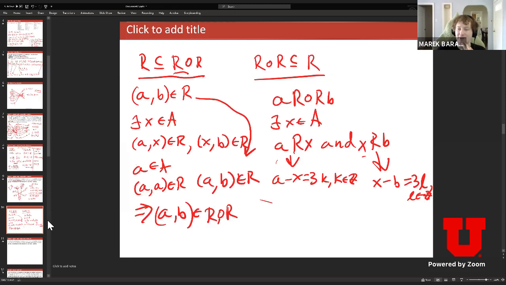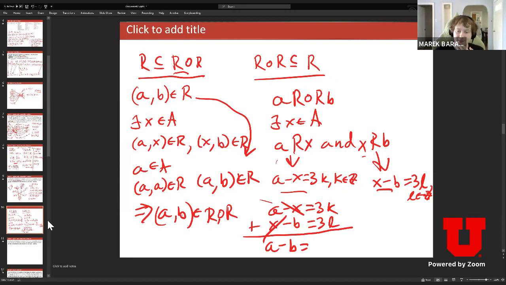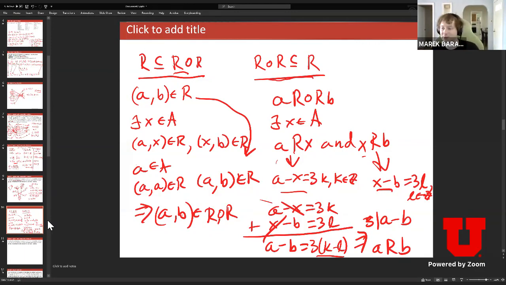And then I added these two things together. So I did A minus X equals 3K plus X minus B equals 3L. And so X cancels out, and we get A minus B equals 3 times K plus L. By closure, this is an integer. And this means that 3 divides A minus B, so AB is in the original relation, and that shows this. So we showed equality between the two. Does that help?